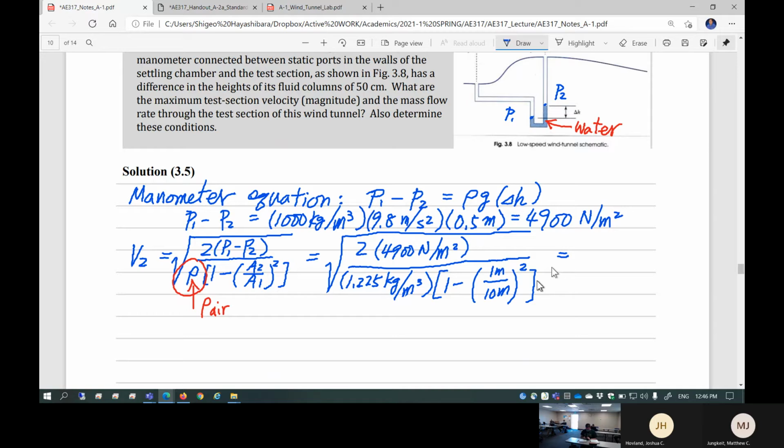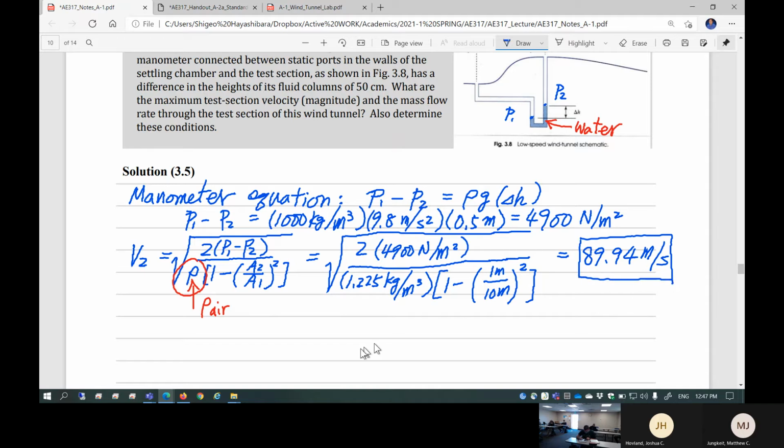This sounds awfully like fluid mechanics. What's the value? $89.94. 89.94. Any confirmation? Yeah. Okay, good. So this is the internal test section speed.